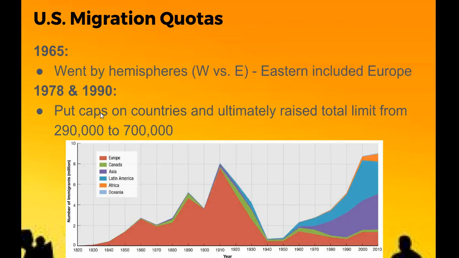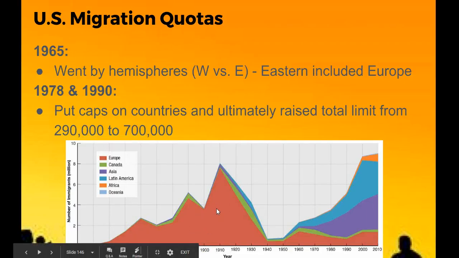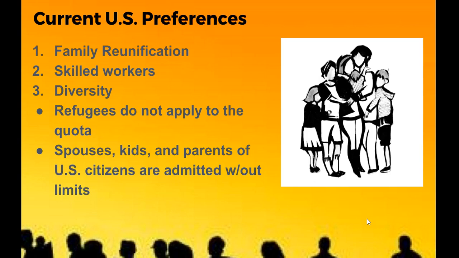Currently, from 1965 to 78 to 90, it's more of we put caps on certain countries. So we kind of shifted it from specific countries to more Eastern and Western Hemisphere, and now today we've put specific caps on specific countries around the world. As you can see, it was mostly Europe all the way through the 20s, 30s until World War II, and then since World War II, the influx has mostly been from Latin America and Asia to the United States.